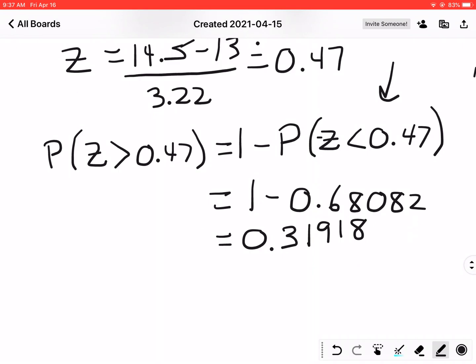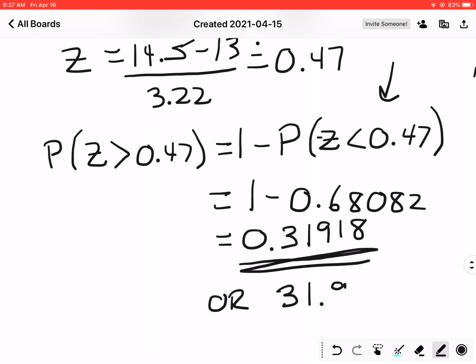So your final thing would be to make a statement, and you can say the probability is 0.31918 of getting 15 or more, or you can say it's 31.9, rounding to one decimal here, percent. Okay, and that's it.